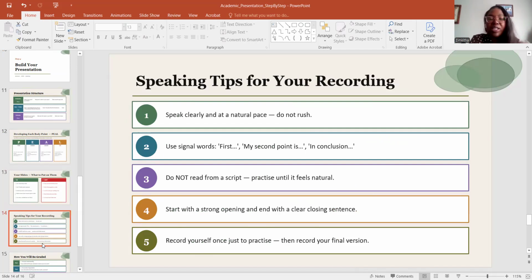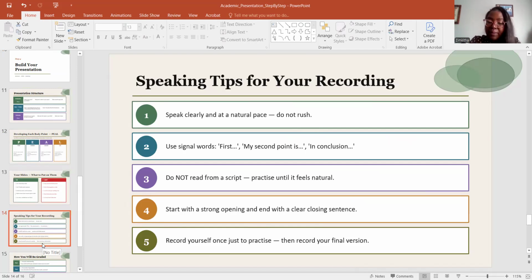Use signaling words. We've done this before, transition words, such as my first point, the introduction, my second point. Do not read from a script because then I can hear when you are reading. Try to be as natural as possible. And remember, once you have the information on the slide, it's right there with you. All right. So you do not need to read. You don't need to read.